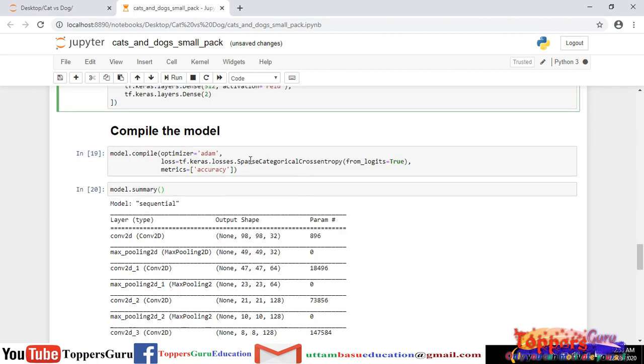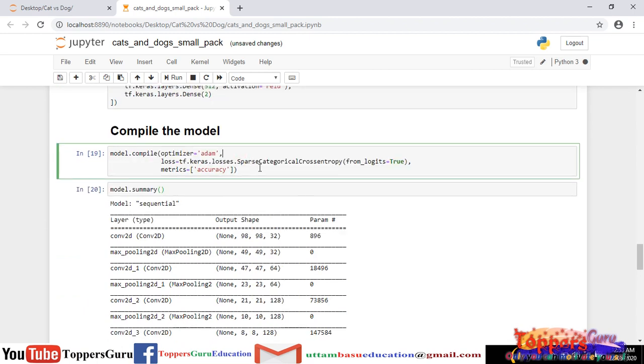Now come to the optimizer, which is Adam. Why am I choosing Adam? I am saying the Adam optimization algorithm is an extension of stochastic gradient descent that has recently seen broader adoption for deep learning applications in computer vision and natural language processing. Adam is an optimization algorithm that can be used instead of the classical stochastic gradient descent procedure to update network weights iteratively based on training data.